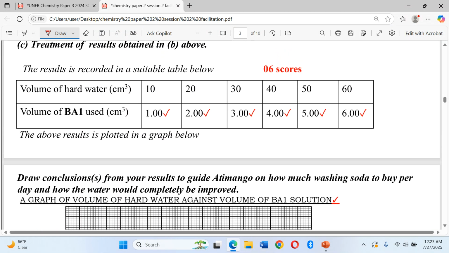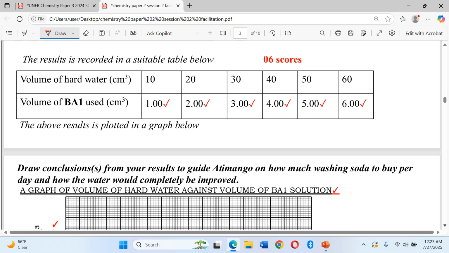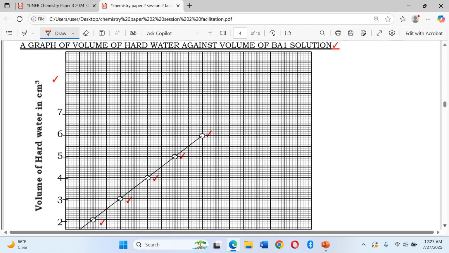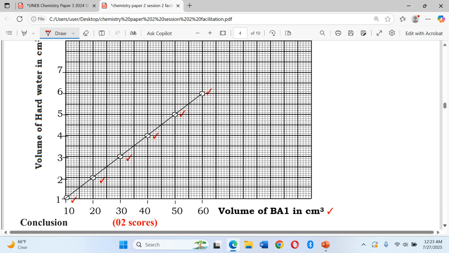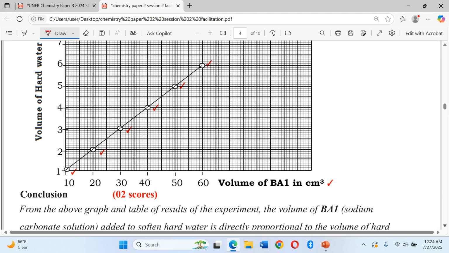Volume of hard water and volume of BA1 used. So what happens? We draw very well and we label our axes, volume of hard water, volume of BA1, and then we can join our lines. I'm not going to go through that because we said at 10 it was 1, at 20 it was 2, at 30 it was 3, at 40 it was 4. Very clear. I believe the graph is very clear. Make sure that you do the same.